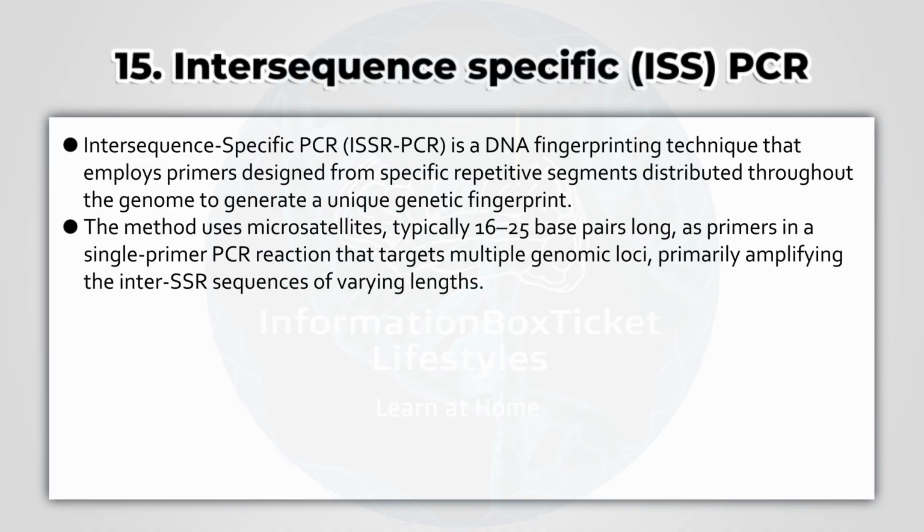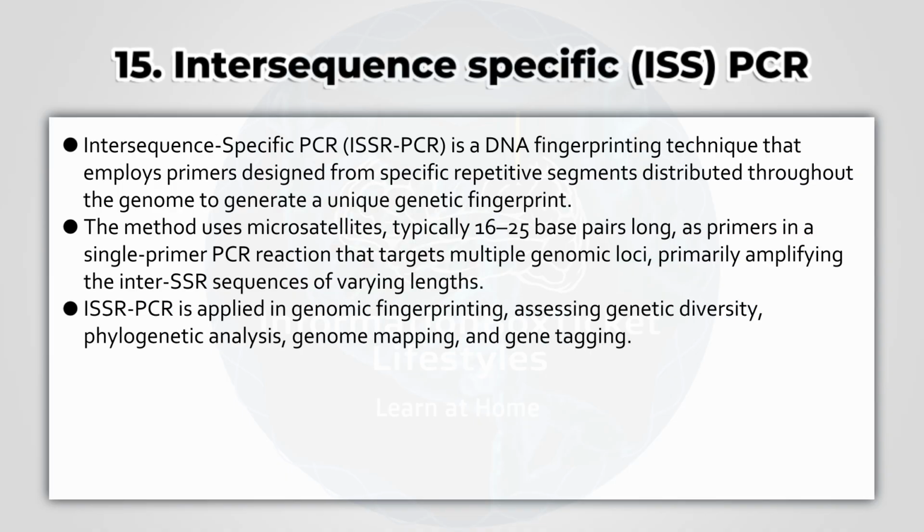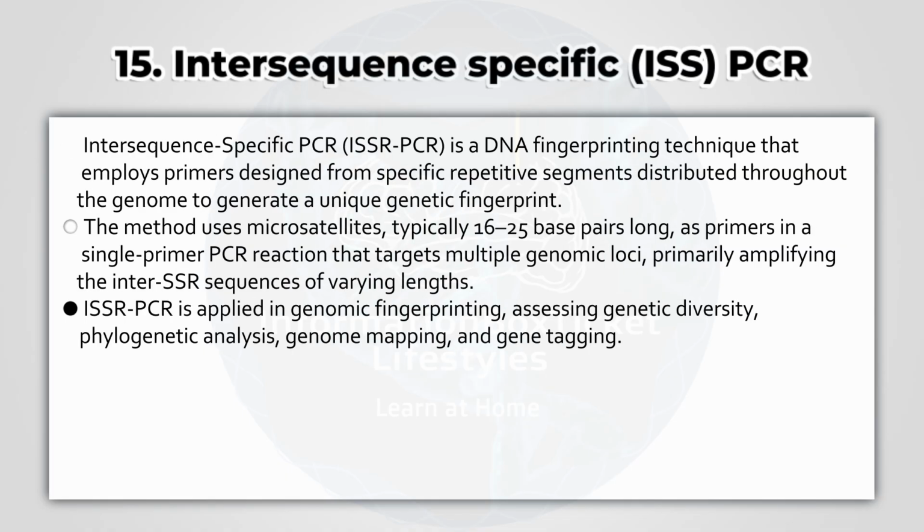The method uses microsatellites, typically 16 to 25 base pairs long, as primers in a single primer PCR reaction that targets multiple genomic loci, primarily amplifying the inter-SSR sequences of varying lengths. ISS-PCR is applied in genomic fingerprinting, assessing genetic diversity, phylogenetic analysis, genome mapping, and gene tagging.